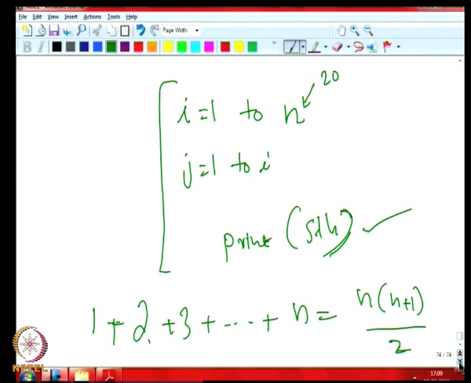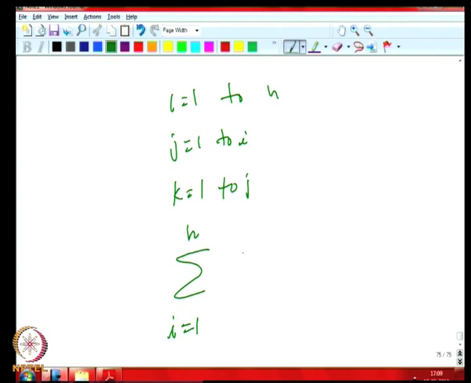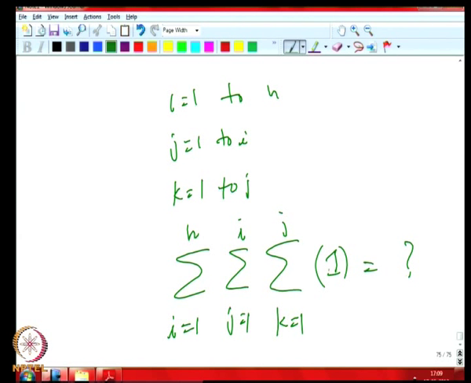But now what will you do? Suppose i equal to 1 to n, and now j equal to 1 to i, and then k equal to 1 to j. So we will say that we have to sum over i equal to 1 to n, then j equal to 1 to i, and then k equal to 1 to j, and this 1 is to be summed every time. So this is only 1 that we have to sum. How much is this? This is what we are asking. We are printing it once for each of these, but what is it counting?